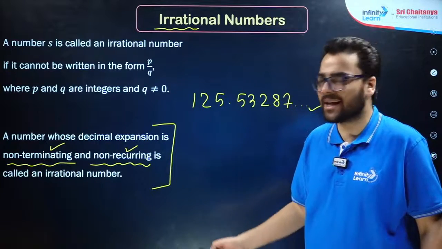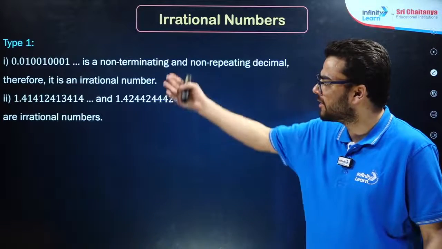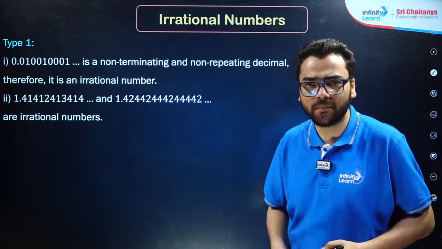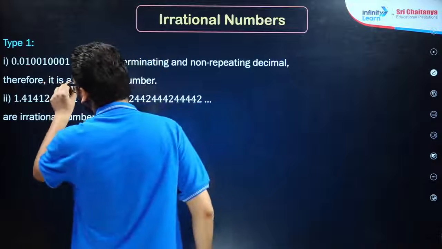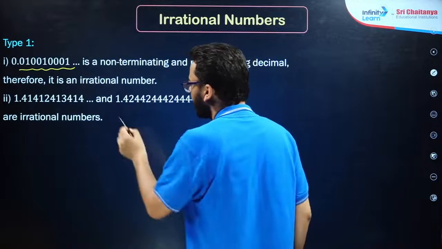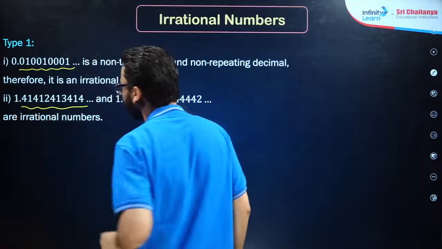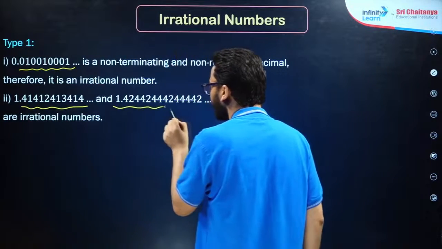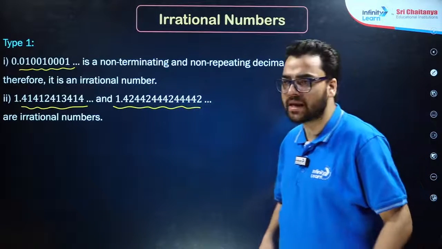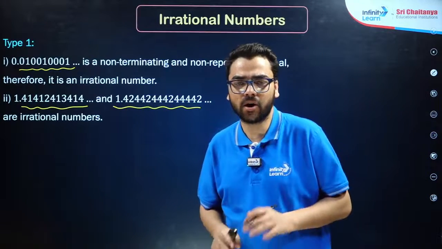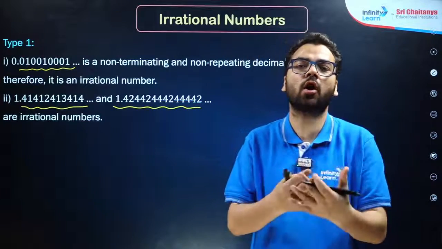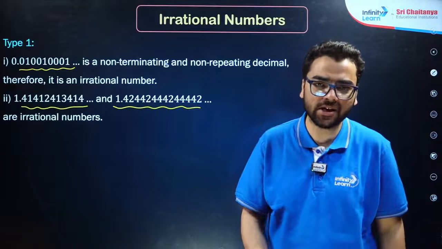So two or three types of representation are there. The first type is this, non-terminating, non-repeating. You see over here, it is not terminating and there is no repetition of the same numbers. Similarly over here as well, it is non-terminating, non-repeating decimal representation. So all of these three are irrational numbers. Decimal representation is neither terminating nor repeating, so it will be an irrational number.